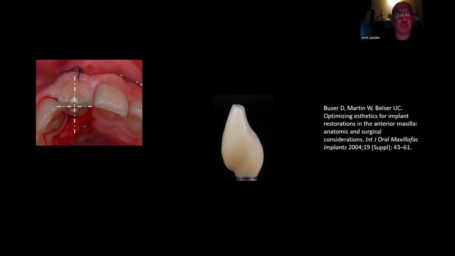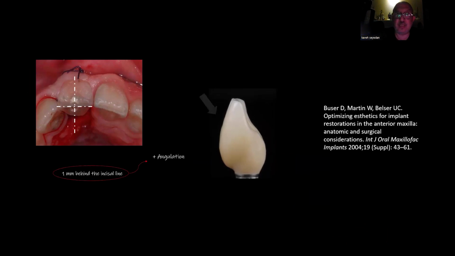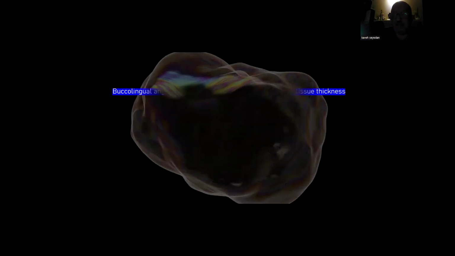Since 2004, 2005, from the work of Danny Buser, we all know that the placement of the implant should be 1 millimeter palatal to the line joining the incisal edges of the adjacent natural teeth. So this is the position that everybody is familiar with. Now the question is with which angulation we have to place the implant in this position: with a buccal angulation, or with an incisal angulation, or with a cingulum angulation. To find the answer to this question, we have to go back to the literature, and hopefully you can find the answer.